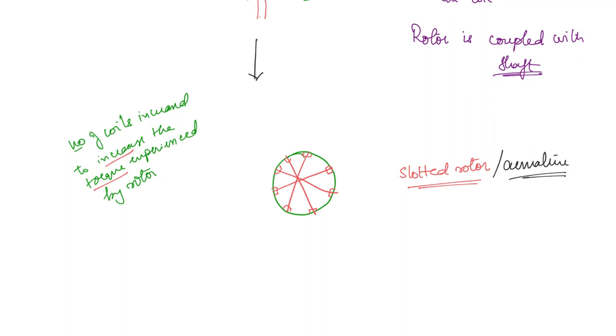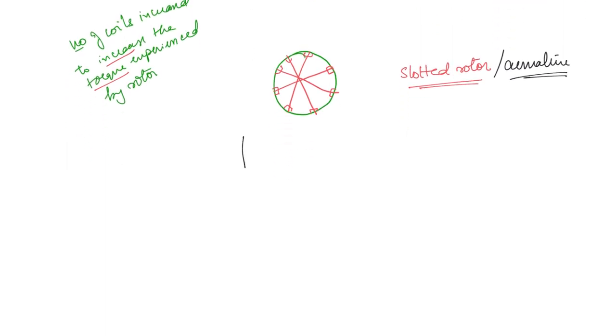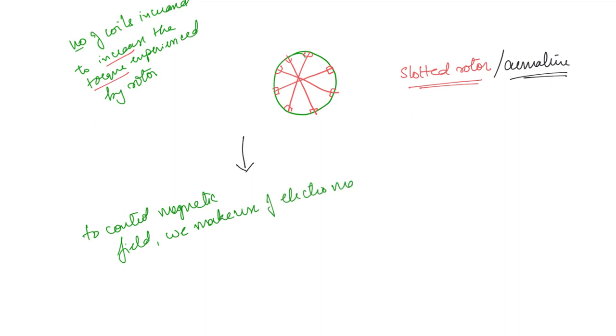Now we will talk about the field, the north and south poles. Till now we have just thought of it like a permanent magnet, but we want to control the magnetic field as well. In order to control the magnetic field, we make use of electromagnets. So what is an electromagnet? A coil is wound around the material, and only when the current passes through it will a magnetic field be produced.